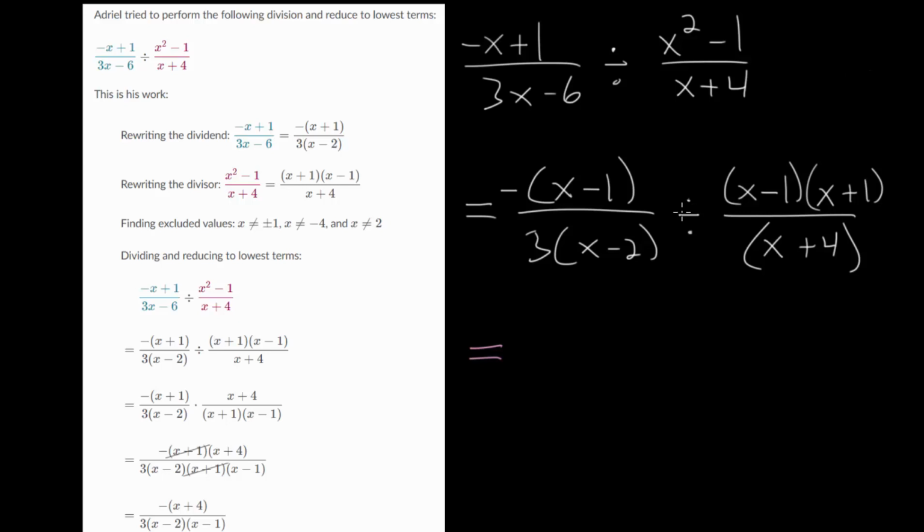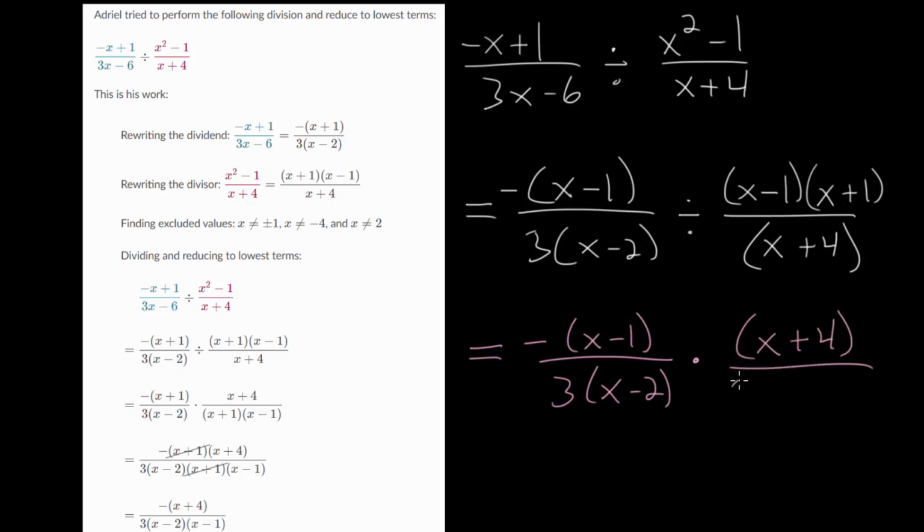Since remember, if you're dividing by a fraction, it's the same as multiplying by that fraction's reciprocal. Or in other words, we are just going to change this to multiplication and flip this fraction. So you get x plus 4 up top and x minus 1 times x plus 1 down below. Now, from here, we're going to want to exclude different values of x. And for this, because it's division, you need to be careful.